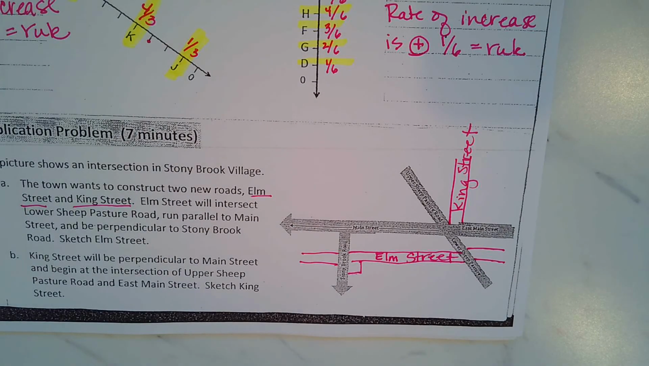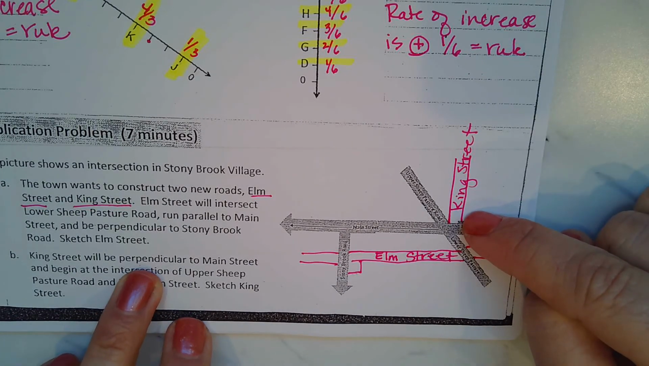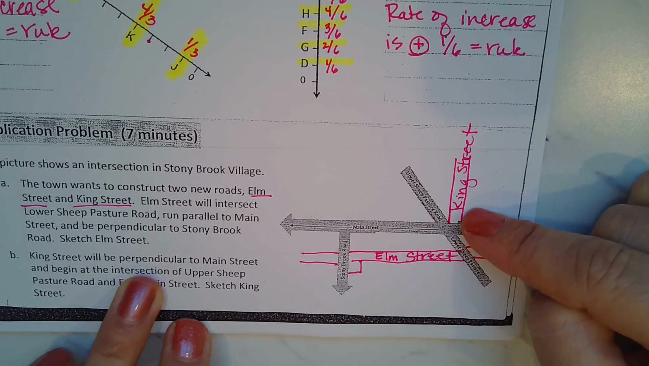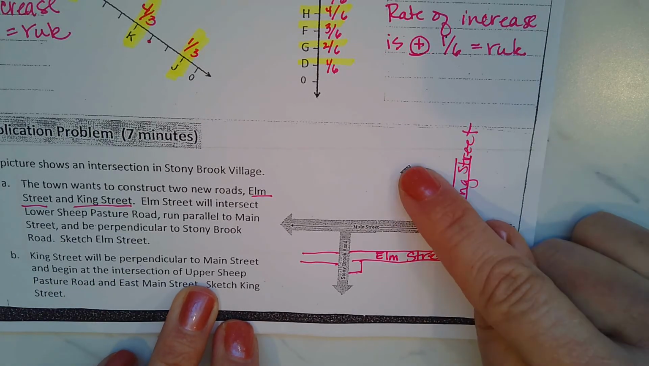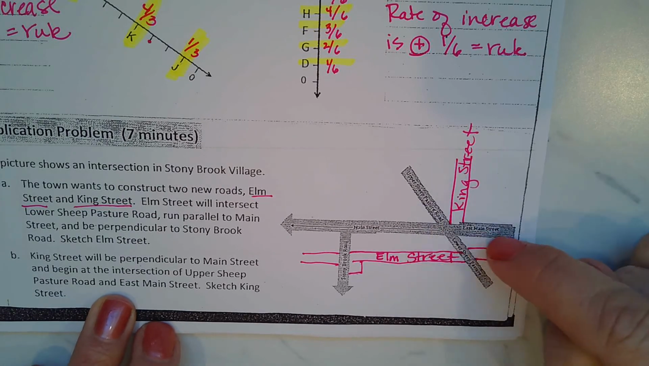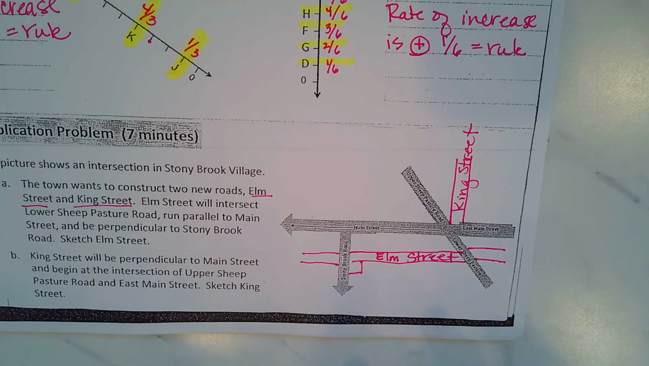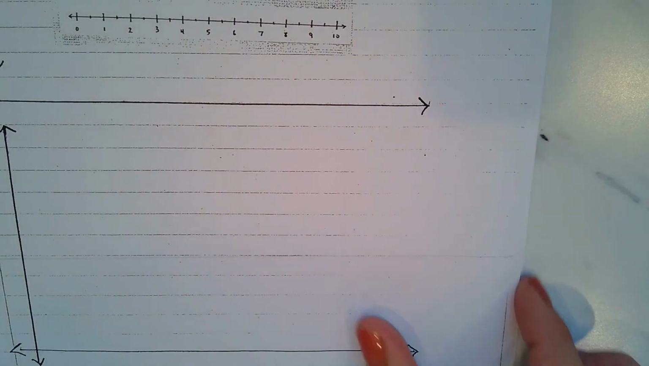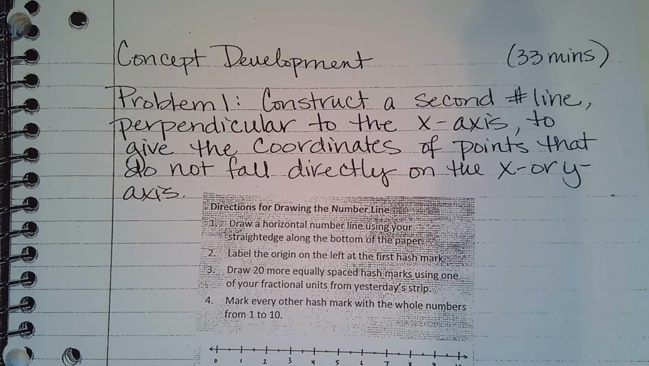All right. Hopefully you were able to identify that King Street will be perpendicular to Main Street and begin at the intersection of Upper Sheep Pasture Road and East Main Street. All right. Moving on to our concept development, I'm going to stop the video and I'm going to restart it for part 2 of Module 6, Lesson 2.